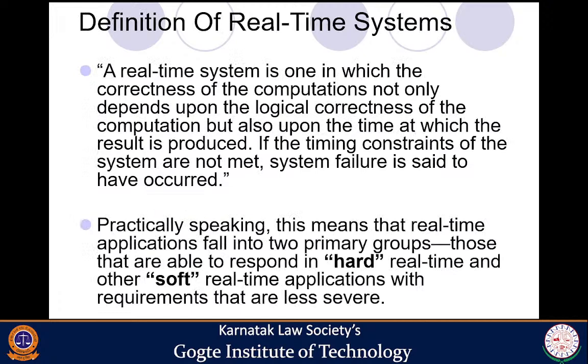Now, a real-time system is one in which the correctness of the computation does not depend upon just the logical correctness of the output, but also on the time at which the result is produced. So if the timing constraint is lost, then you can say that the system has failed. Depending on that, real-time systems are classified into two: either hard real-time systems or soft real-time systems. In the case of soft real-time systems, the requirements are less severe.